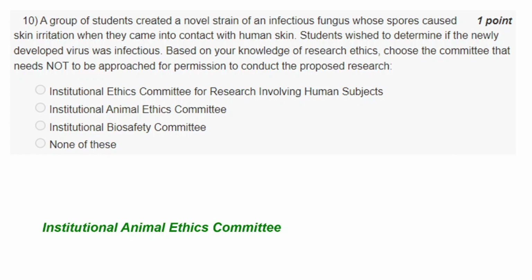That's more regarding biology and less regarding this introduction to scientific communication course. So if you're not working on any animal model, then fine, you don't need to approach any animal ethics committee. But if you are working on any animal model, then I think definitely the animal committee needs to be approached.